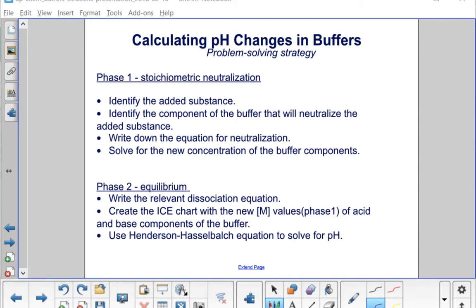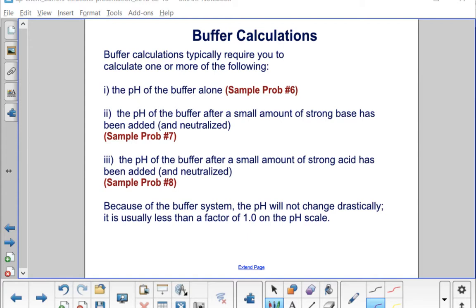After that, write the relevant dissociation equation, create the ICE chart like we do with equilibrium with new concentration values that you calculated in step 1 of acid and base components of the buffer, and then use the Henderson-Hasselbalch equation to solve for pH. When doing buffer calculations, typically you're asked to calculate one or more of the following.